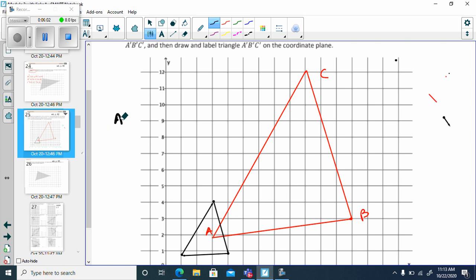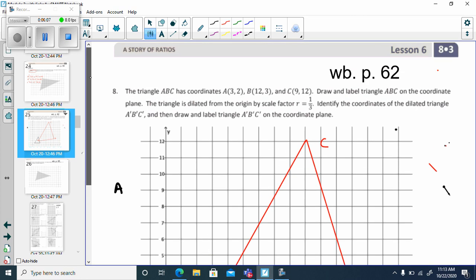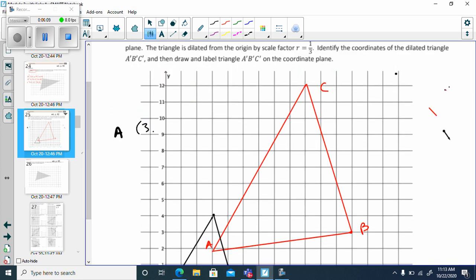If we started at A, let's see, A was at 3, 2. And I am dilating this by a scale factor of 1/3. That means I would multiply each of these by 1/3. If I multiply 1/3 times 3, take 1/3 of 3, in other words, divide 3 by 3, I get 1. If I multiply the 2 by 1/3, I get 2/3, okay? So A prime is at 1, 2/3.